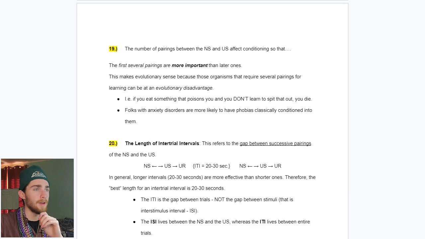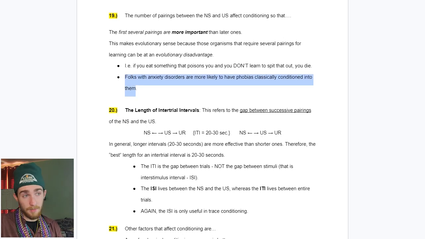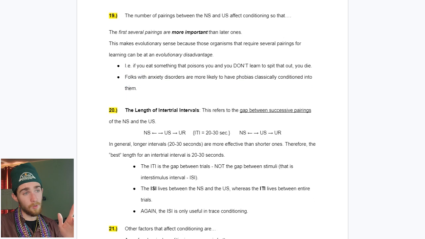All right, another factor to talk about. Number of pairings. Number of pairings between the neutral stimulus and the unconditioned stimulus affect conditioning, in that the first several pairings are more important than later ones. Now, this makes sense because organisms that require several pairings for learning are at an evolutionary disadvantage. Because of this same line of thinking with evolution, people with anxiety disorders are more likely to have phobias classically conditioned into them because they are at a predisposition for this sort of fear response because of their anxiety.